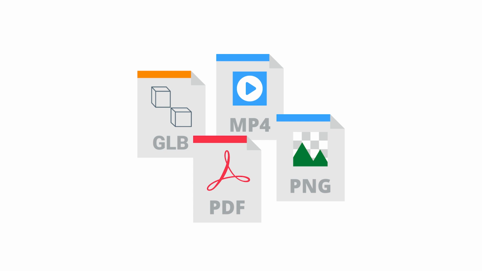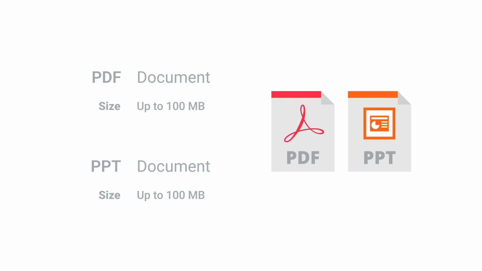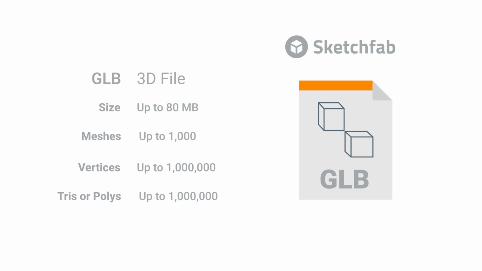So let's go ahead and take a look at a few different file types. With PNGs, we support up to 20 megabytes, 6K by 6K, MP4s up to 250 megs. With PDFs, up to 100 megabytes, as well as the same with PowerPoints. And with GLBs, we really recommend that you check this out for yourself and experiment with what works best.